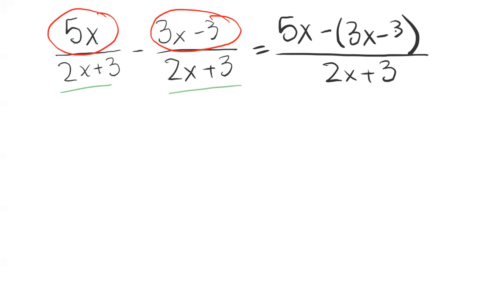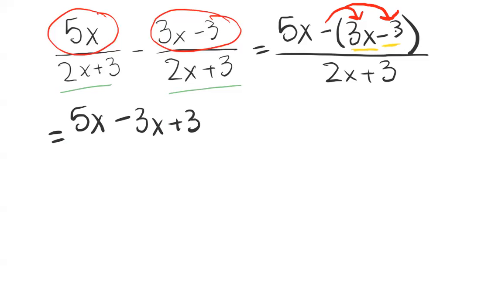So why did we put the second set of variables in parentheses? Well, we're going to want to distribute this negative to each of these variables. Whenever you have multiple variables in the second numerator, you're going to want to distribute that negative. The parentheses just help us to be able to see that a little bit better. So then our new problem will be 5x, and then we're going to flip the signs of each of the variables. So this 3x will become a negative, and this negative 3 will become a positive. So we have negative 3x plus 3, and that's over 2x plus 3.